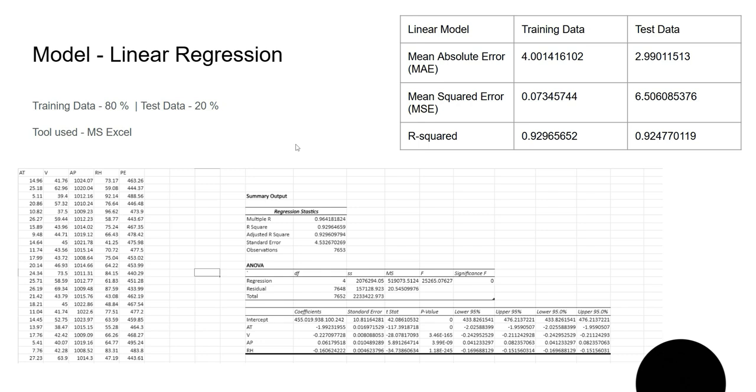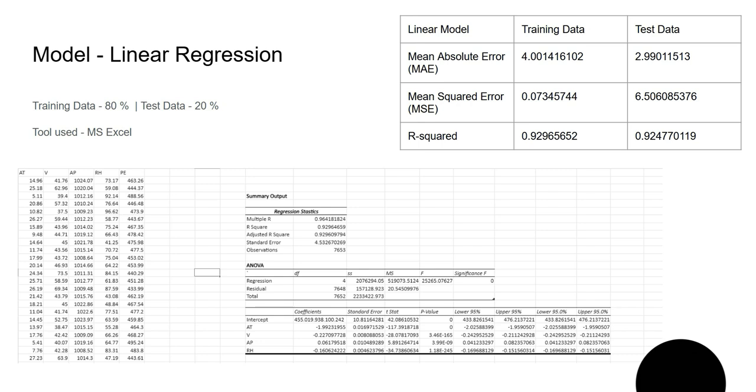So we'll get started with the linear regression model, which I picked first. Coming to the data set which I have received, I have divided the data set into training data, which is 80% of the data set which has been shared, and test data, which is 20% of the data which has been shared. And coming to the approach which I have taken, I have used Microsoft Excel as a tool to perform this linear regression model analysis.